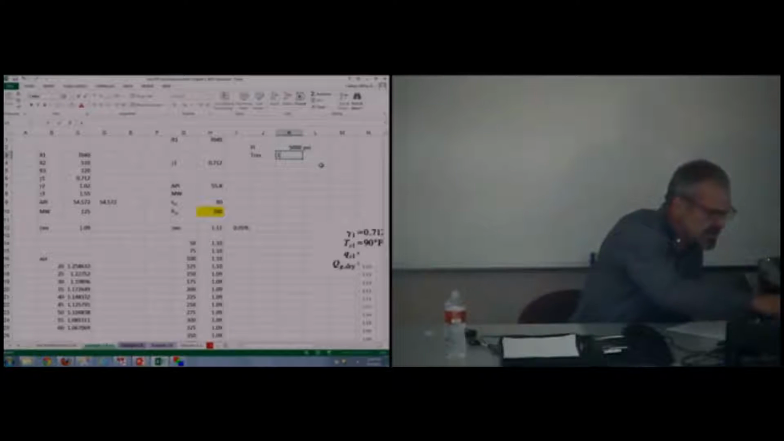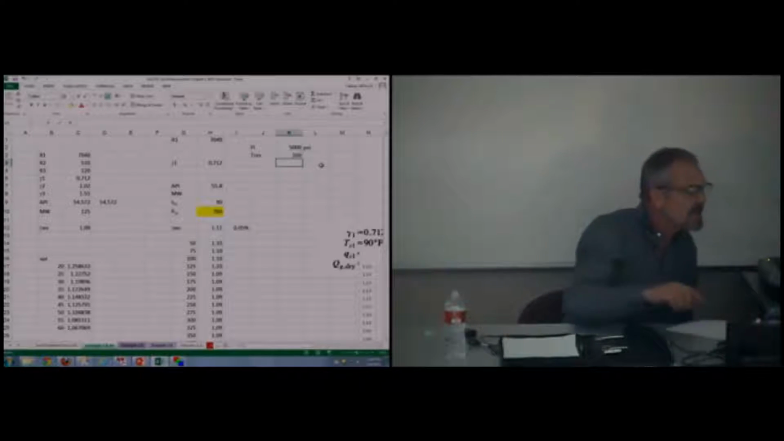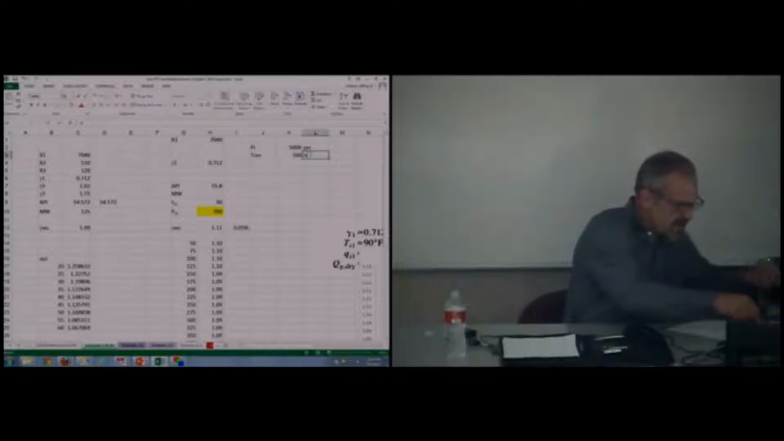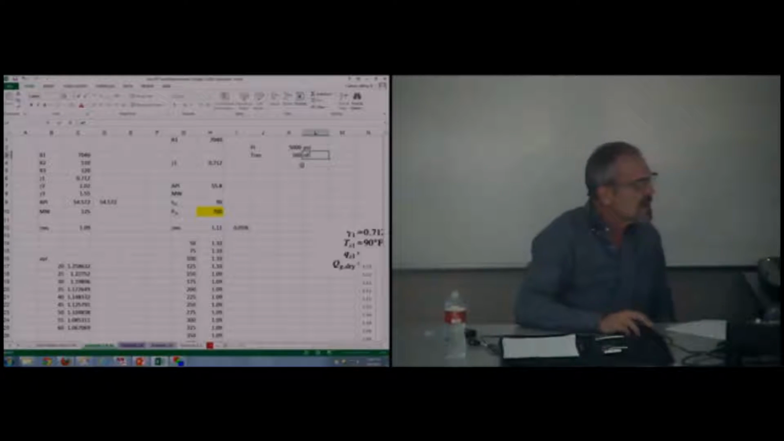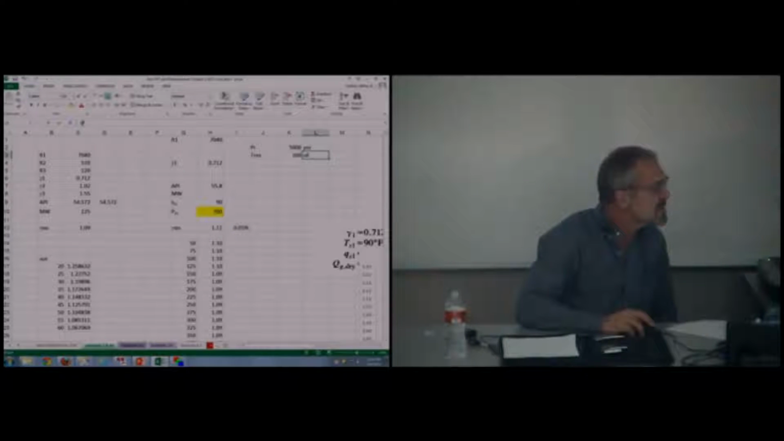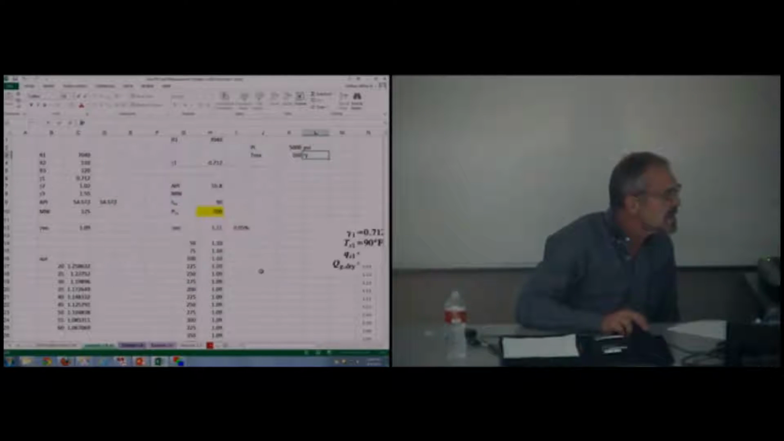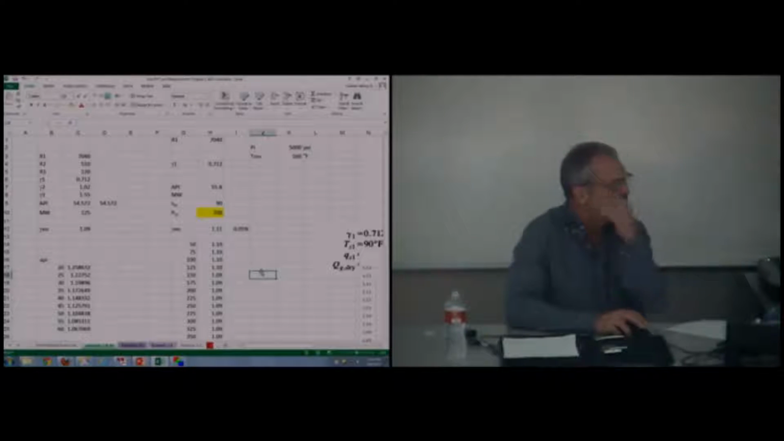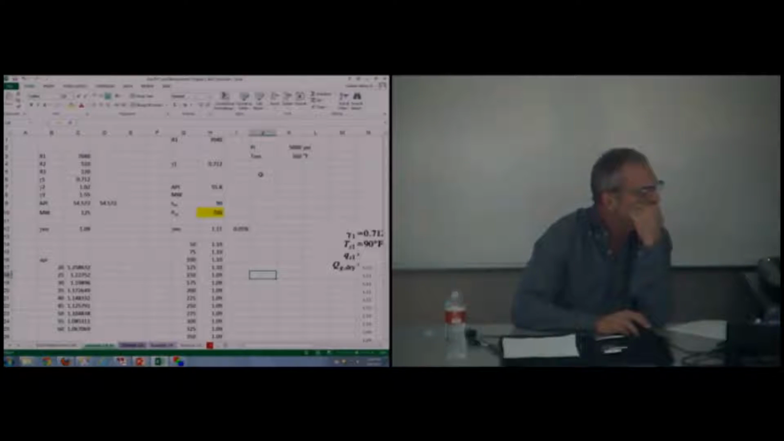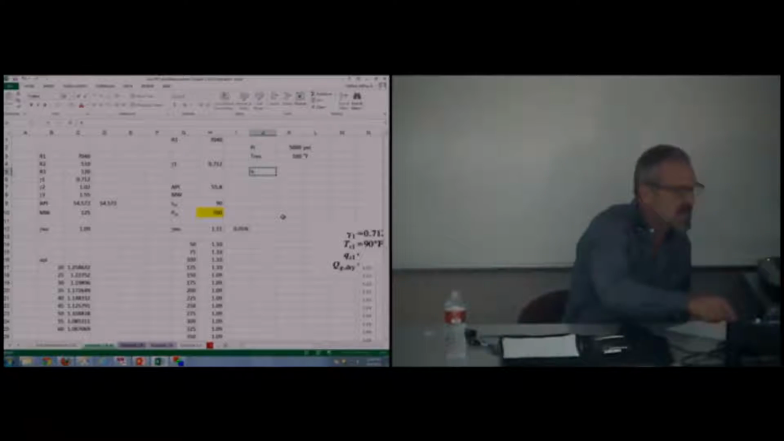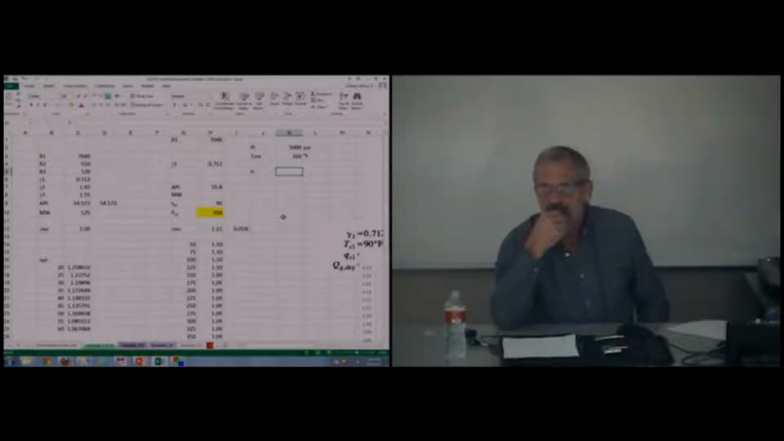180, is that the number I heard? Okay. 180. And that's going to be degrees Fahrenheit. And if you don't know how to make degrees, you just superscript your 0, your lowercase o. Let's give our reservoir an H. Who wants to make up the H? 30 feet.